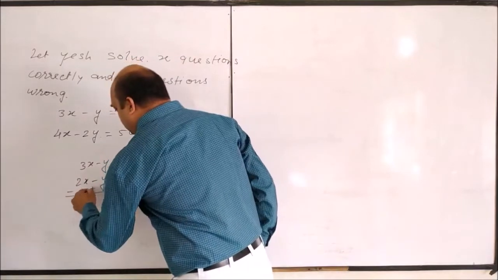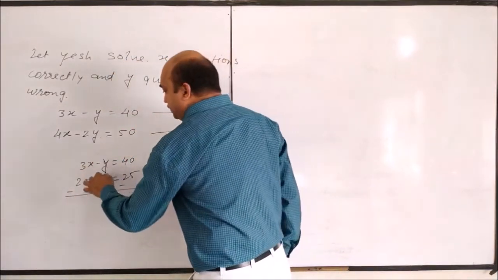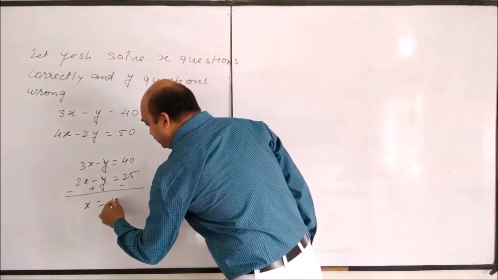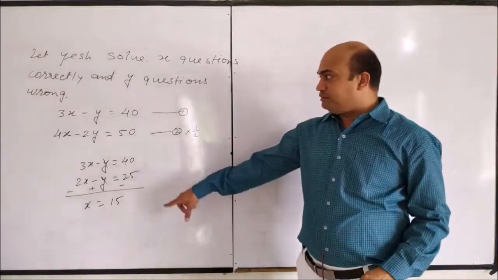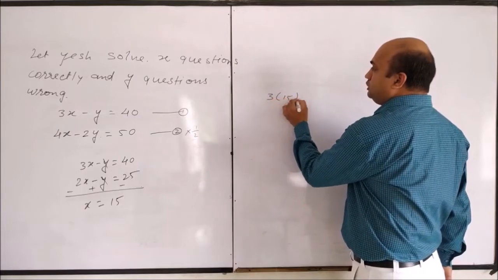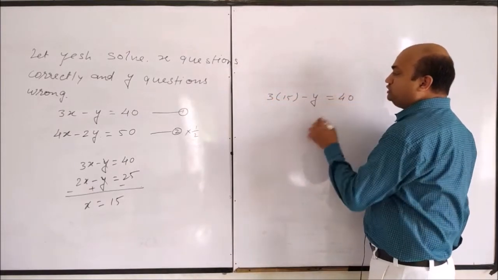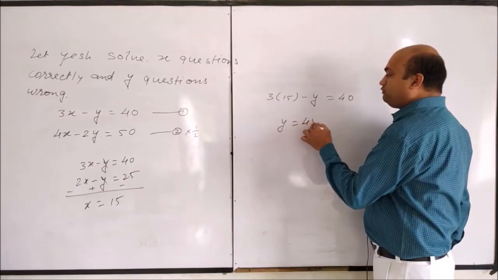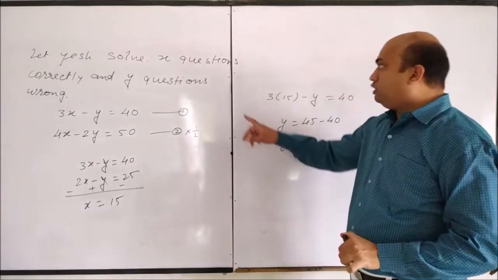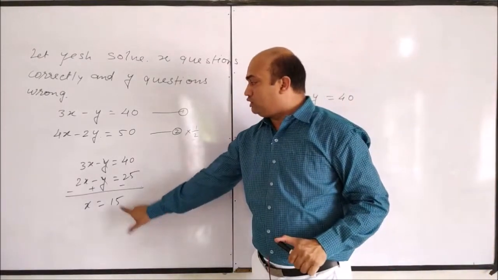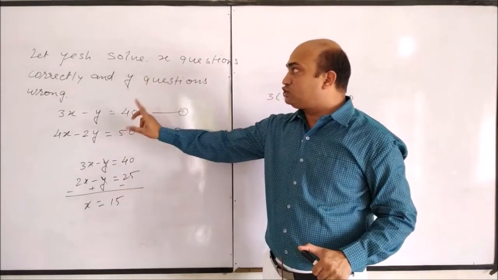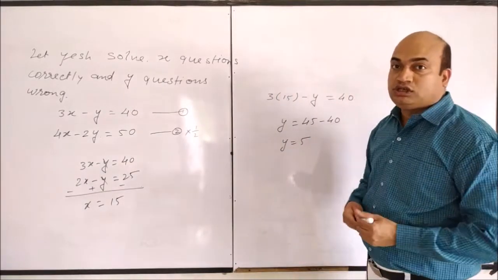Now subtract the two equations, just change the sign. This will cancel y, 3x minus 2x will be x, and 40 minus 25 will be 15. The value of x, 15, we put in the first equation. The first equation is 3x, x is 15, minus y is equal to 40. So y we will get 45 minus 40, that is 5. So in the question paper there are 15 questions Yash solved correctly and 5 questions wrong.